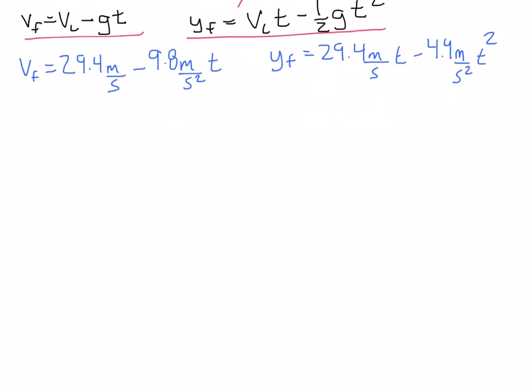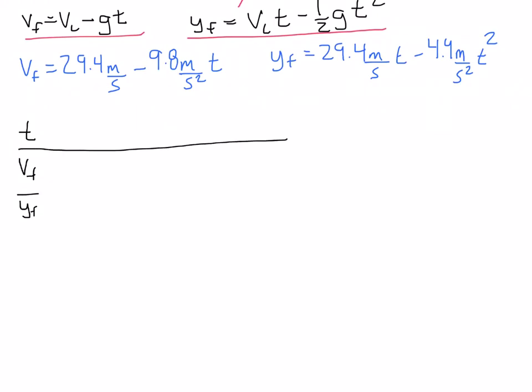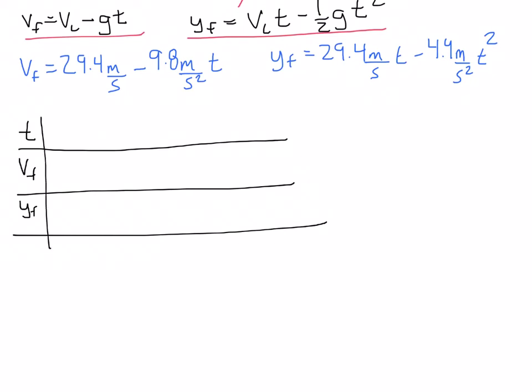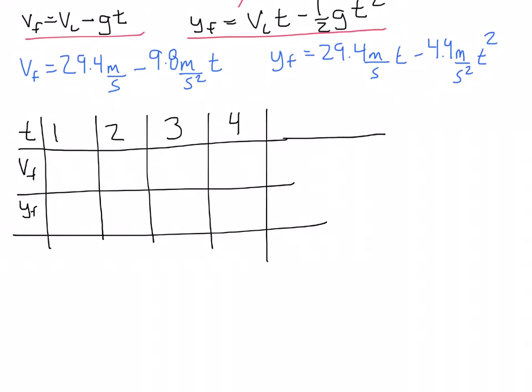The next thing I'm going to do is build a little chart just to make this easy. I'm going to have the time, the final velocity, and the displacement, at each of these time intervals. So we have 1 second, 2 seconds, 3 seconds, 4 seconds, 5 seconds, and 6 seconds.